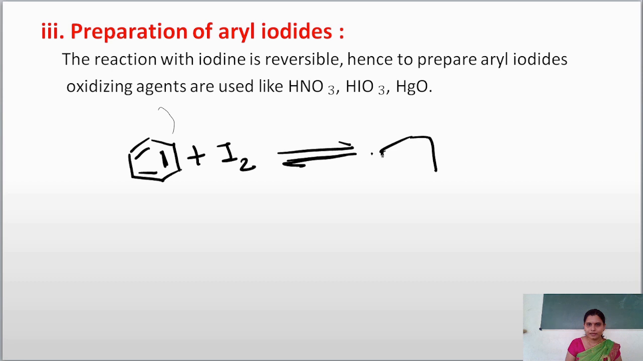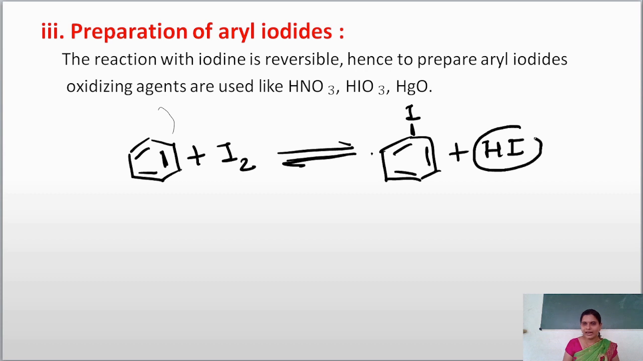Here we get iodobenzene and hydrogen iodide. Now this hydrogen iodide, which is the byproduct of the reaction, is a strong reducing agent. So it again reacts with iodobenzene and forms I2. So the reaction is reversible. To remove this reversibility, we have to use oxidizing agents like HNO3, HIO3 or HgO. And when we use these oxidizing agents, the reaction takes place in the forward direction.